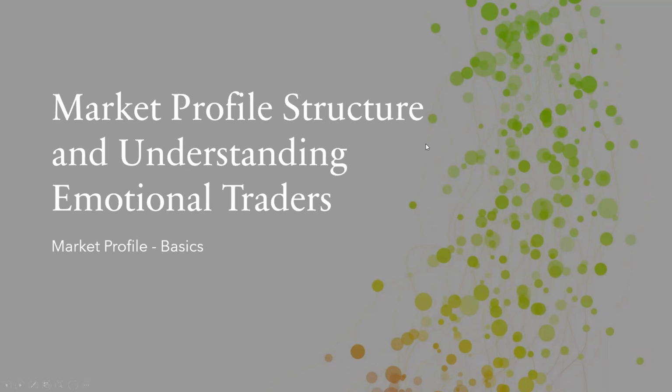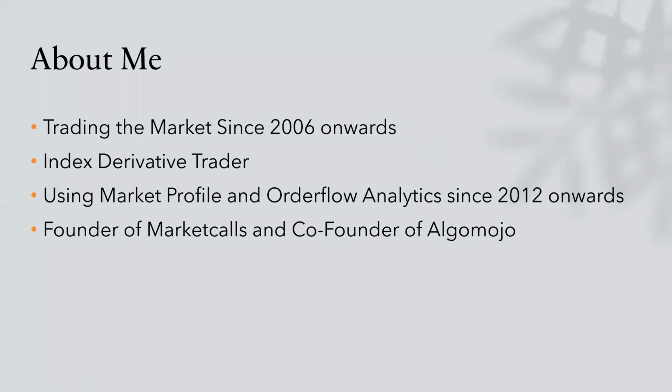A little bit about me. My name is Rajendran. I've been trading the market since 2006. I'm more of an index derivative trader, and currently I'm using Market Profile and Orderflow Analytics. Since 2012 I've been actively using Market Profile and Orderflow, and prior to that I was a system trader, using systems from 2009 to 2014, to be precise, September 2014. After that, I shifted my profession completely into Market Profile and Orderflow. Still, I do use trading systems mostly as a supportive study for my Market Profile and Orderflow Analytics.